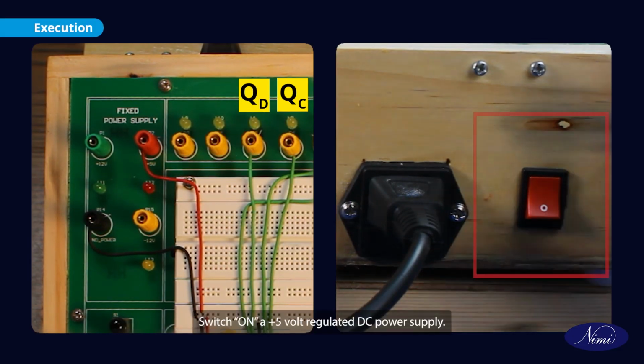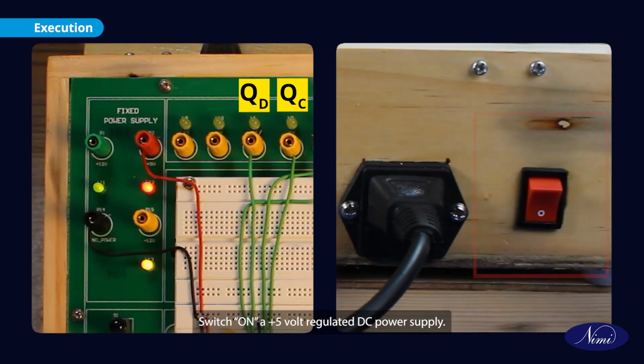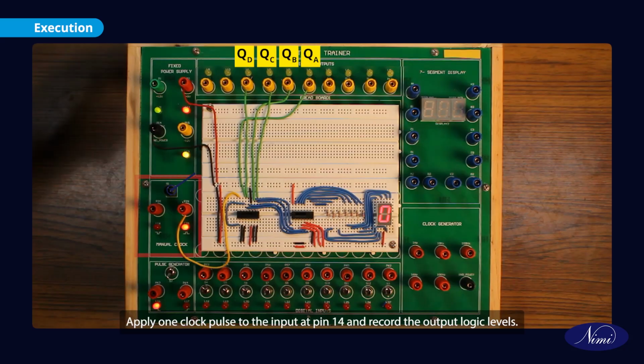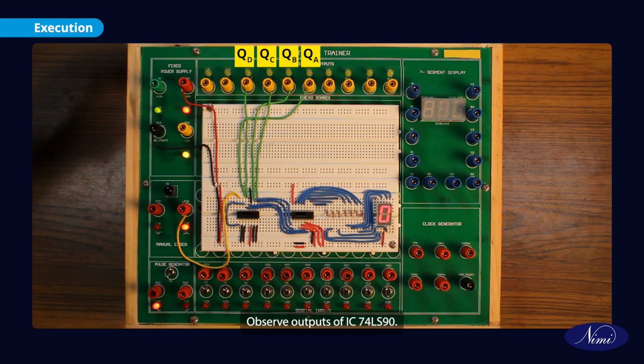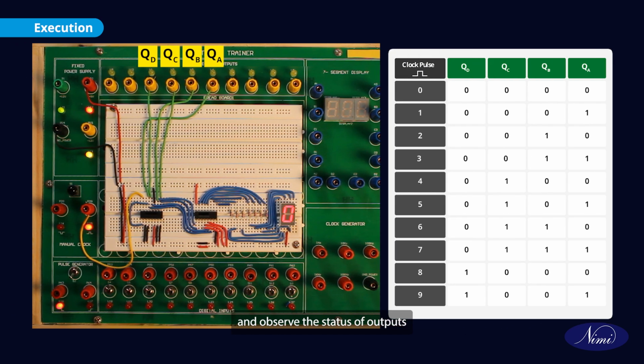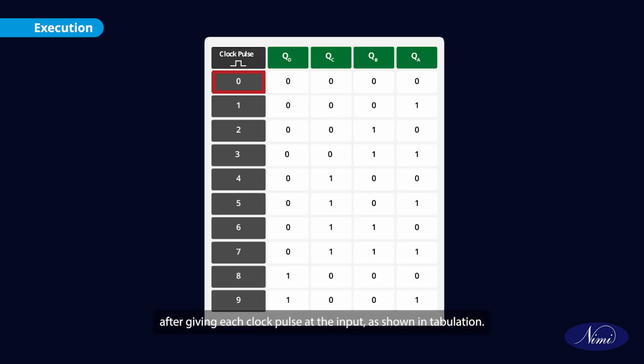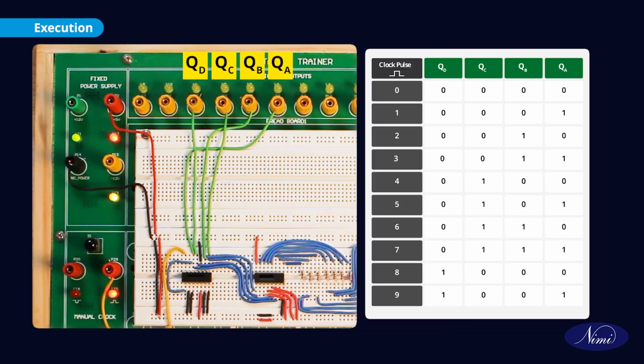Execution. Switch on a plus 5V regulated DC power supply. Apply one clock pulse to the input at pin 14 and record the output logic levels. Observe outputs of IC74LS90. Verify the output logic levels for successive clock pulse inputs and observe the status of outputs QA, QB, QC and QD after giving each clock pulse at the input as shown in tabulation.